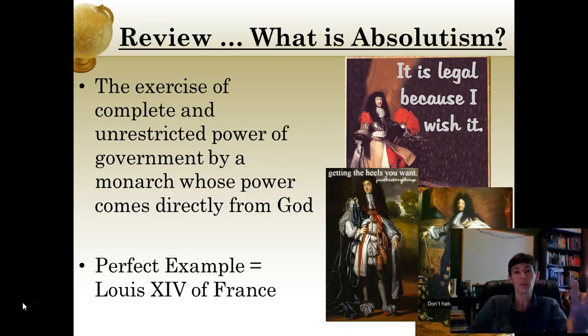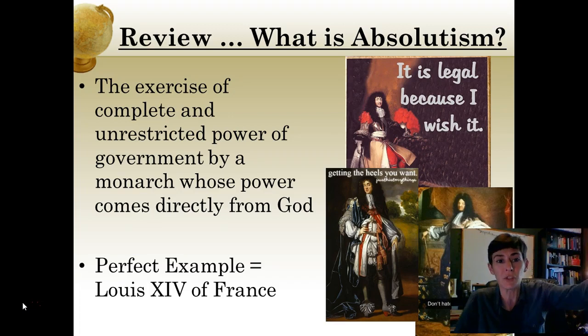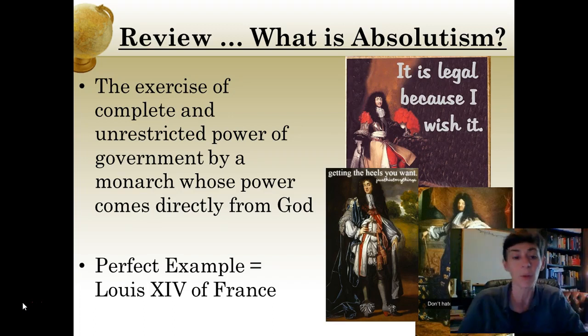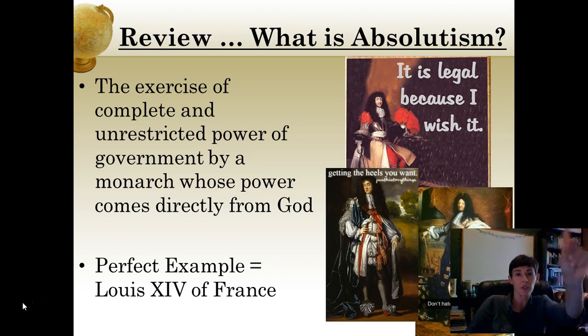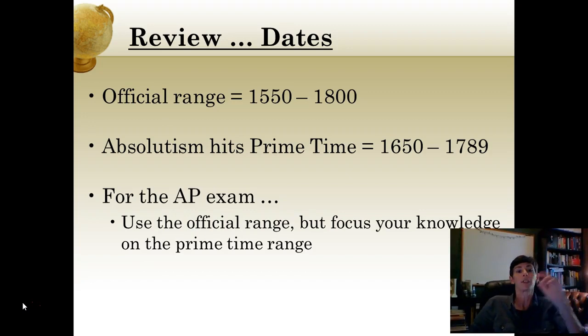All right, so just a review so we remember what absolutism is. It's the exercise of complete and unrestricted power of a government by a monarch whose power comes directly from God, okay? Perfect example of this is Louis XIV. All right, so the official range, 1550 to 1800. You're going to want to focus your study time, which is very valuable and limited, on 1650 to 1789. Those are the power years. That's the prime time. That's what you want to hit.